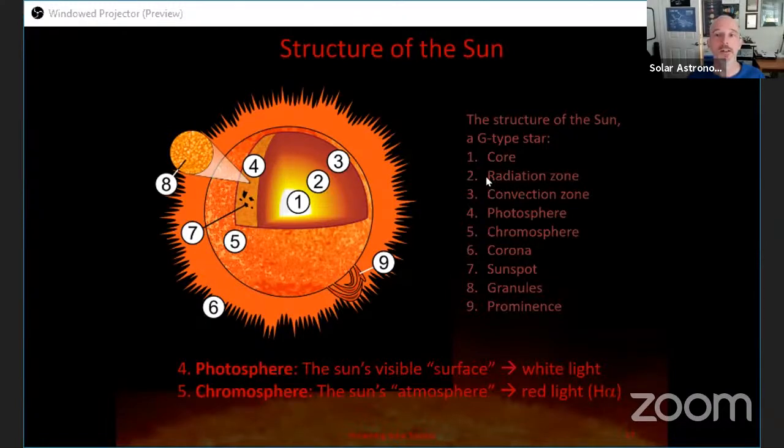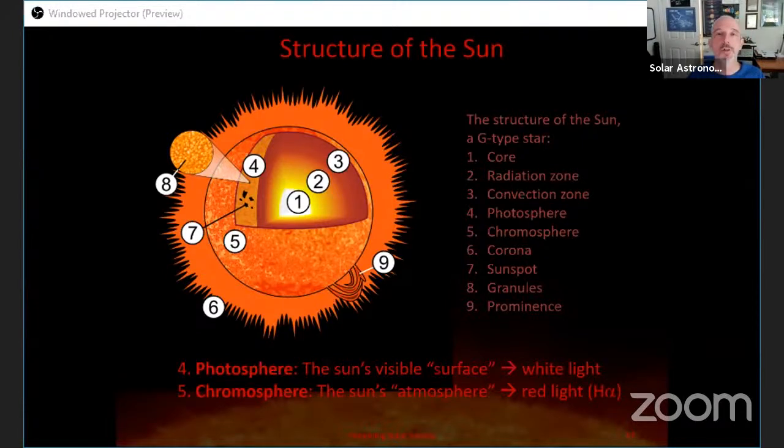So there, basically the energy is radiated. And this is kind of a fun factor. It can take thousands to a million years for a bit of energy to get through that layer. So a bit of energy here is a photon, right? A photon is essentially a light particle. And so you could have a photon that's produced in the core of the sun, and it leaves the core and it goes off through this radiation zone.